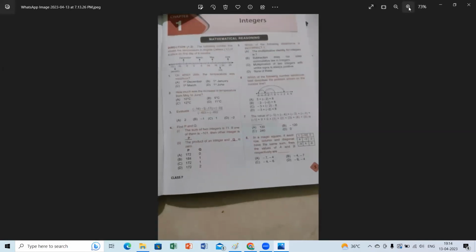Yes, you are able to see, children. There is a question here. The following number line shows the temperature in degrees Celsius of a place on the first day of 6 months.